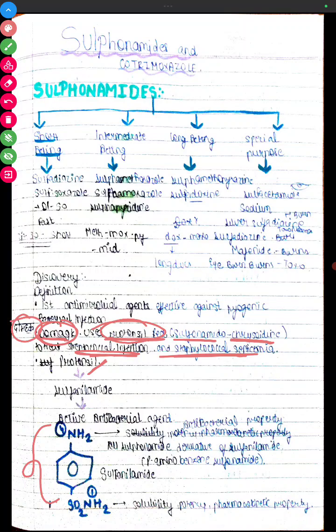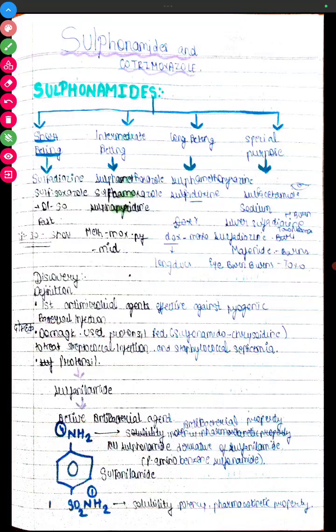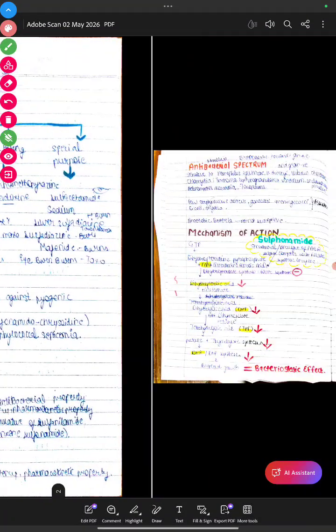This is the structure of sulfanilamide. See, this first NH2 is for solubility, potency, and pharmacokinetic property. Not important, but this fourth NH2 is very important because it has the antibacterial property. All the sulfonamides are derivatives of sulfanilamide. Okay, so our classification is done and our definition part is done. Now we will move to the antimicrobial spectrum.